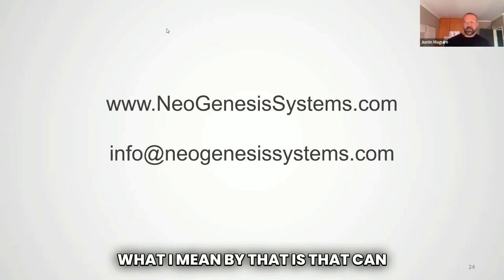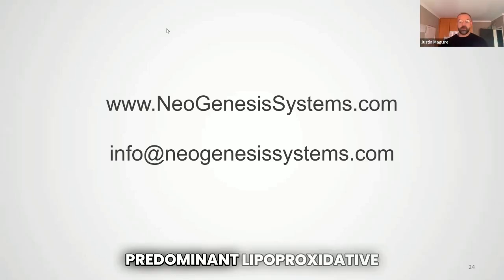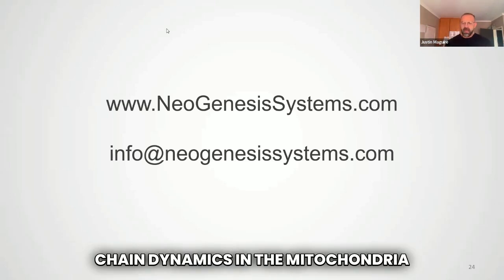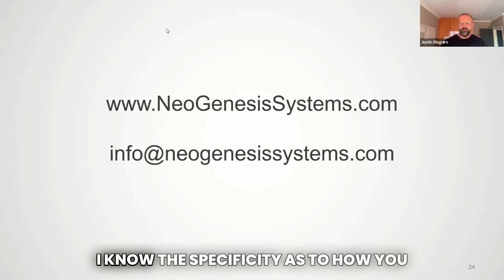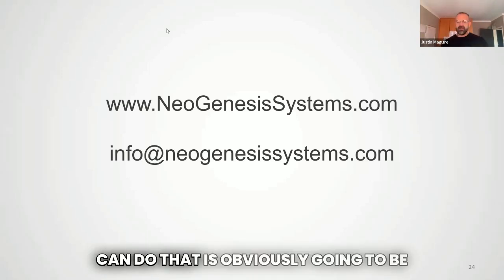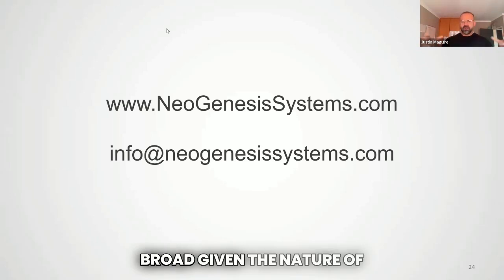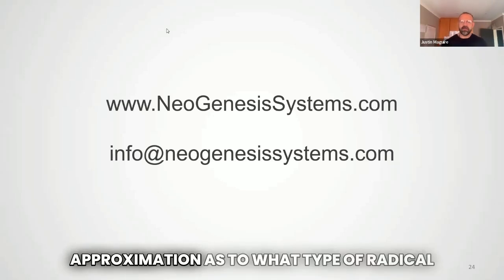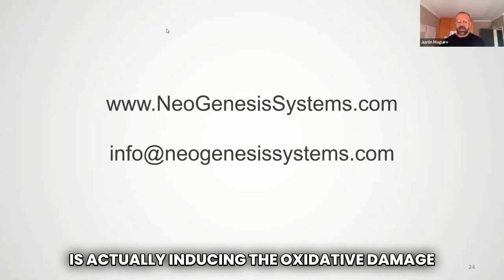What I mean by that is, can you deduce if it's from a predominant lipid peroxidative process, or is it just from poor respiratory chain dynamics in the mitochondria? I know the specificity as to how you can do that is obviously going to be broad, given the nature of integrative or should we say alternative medicine, but nonetheless, would you have a good approximation as to what type of radical is actually inducing the oxidative damage?